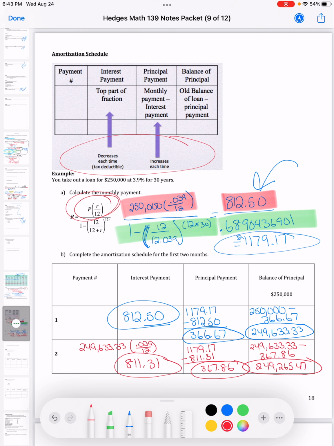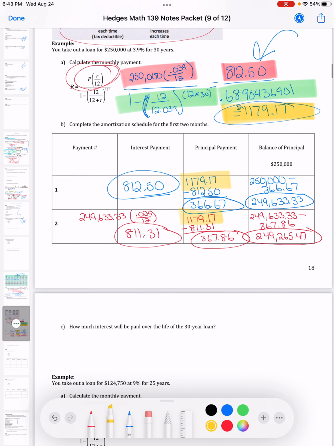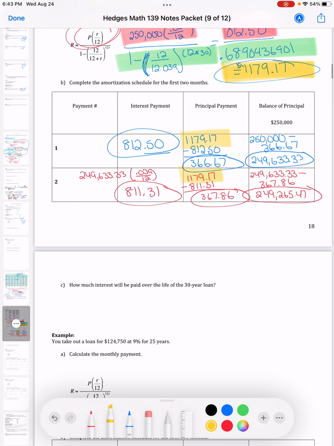Every number changes except that monthly payment. That's the only number that's going to stay the same throughout this. All the rest of them are going to change. Don't reuse anything. And we're going to have another example of this. Don't worry. You're going to see another example. But before I change examples, I do want to work, see down here, it is on the next page.